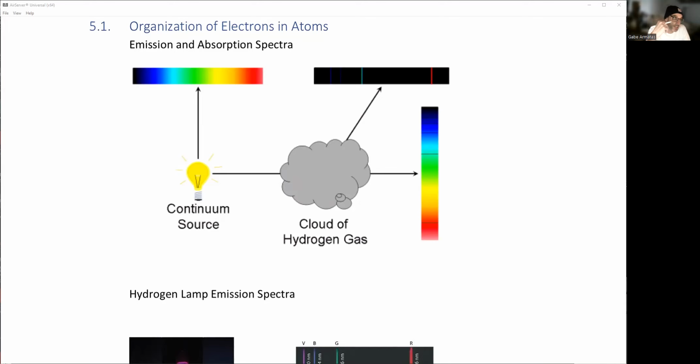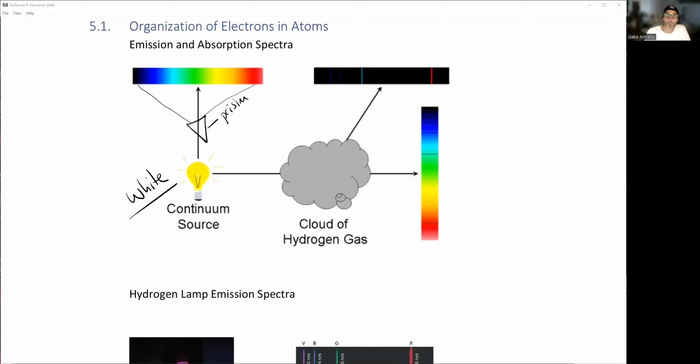In order to discuss electrons, we don't really need to discuss this, but it gives you a better idea of where all of this stuff comes from. So if we have some continuous source of light, and when I say continuous, it's going to be a white light, essentially all the colors of the spectrum. If we put this through a prism, it's going to divide the light up and give us all of these colors from red all the way to blue or violet.